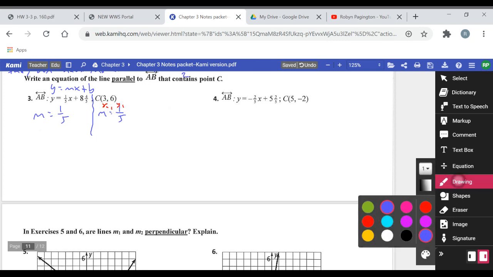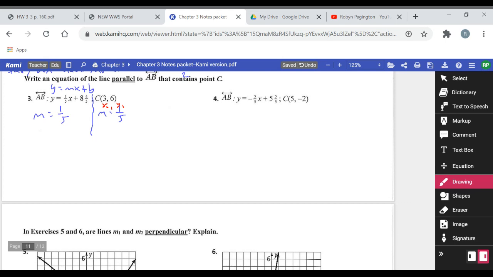And when I do that, then here is my equation. y minus y1 is equal to slope times x minus x1. So that's my point slope formula.